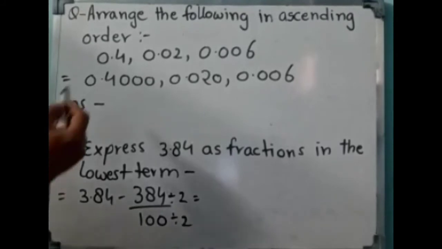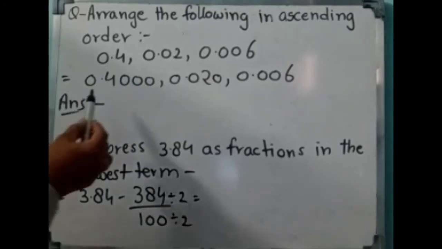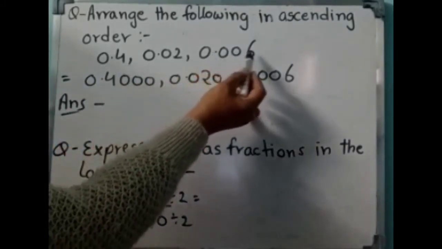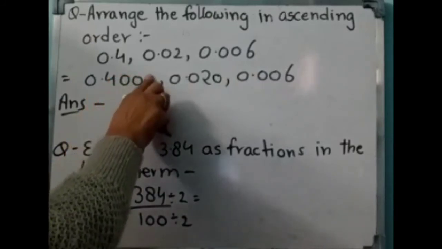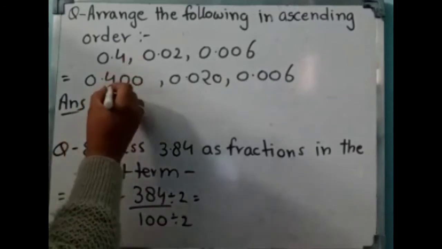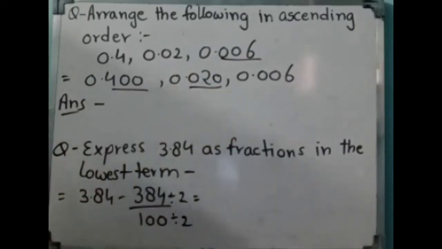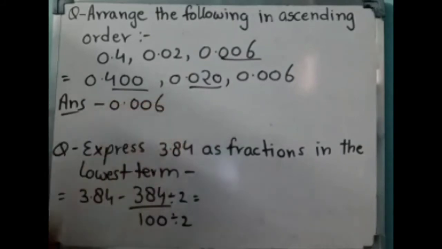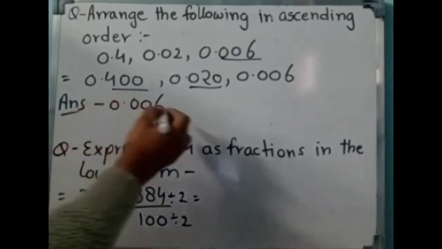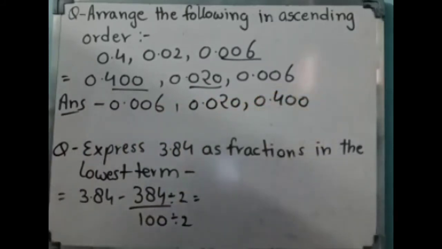Arrange the following in ascending order: 0.4, 0.02, 0.006. So first make it like this, so after decimal we have 3 digits. So make it 0.400, 0.020, 0.006, with 3 digits after decimal. Now ascending order. This one, 0.006, is the smallest one. Then we have 0.020, then 0.400.